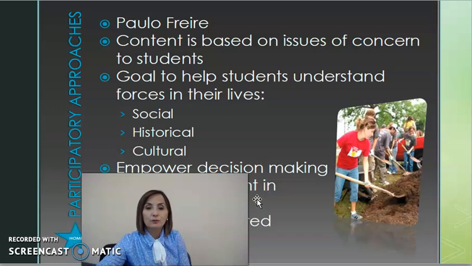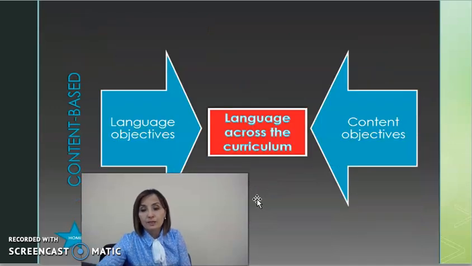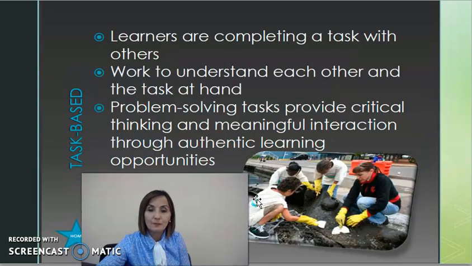So participatory approaches, Paulo Freire, content is based on issues of concern to students. Goal to help students understand forces in their lives, social, historical, cultural. Empower decision making. Language taught in service to action. Experience centered. Language across the curriculum and content objectives and the language objectives in content-based approach.